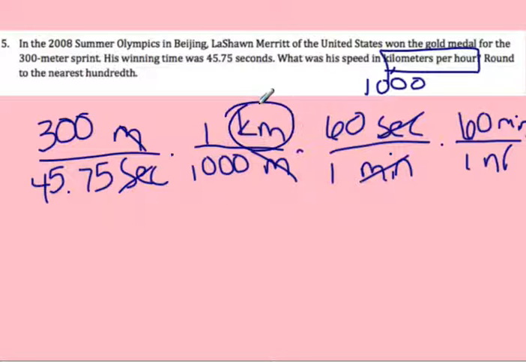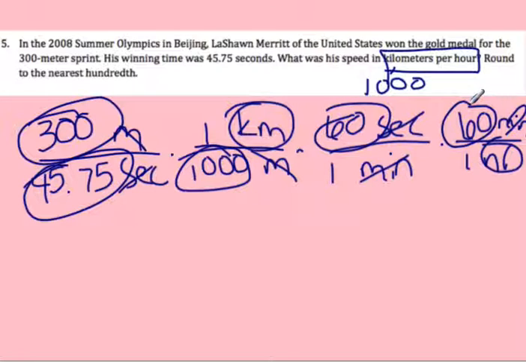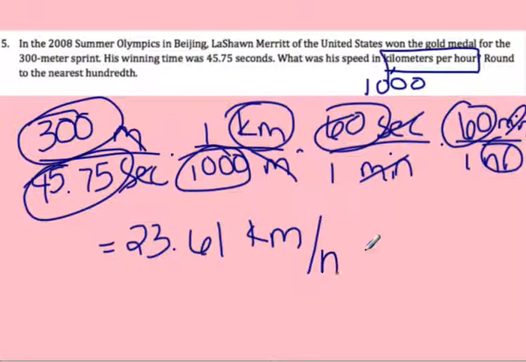So our goal was to get it to kilometers per hour, which happened to be the only labels I have left. So what you're going to do is 300 divided by 45.75, divided by 1,000, times 60 times 60. And when you do that, you end up getting 23.61 kilometers per hour. So what I would do is try plugging that into your calculator and making sure you get the same answer as I did.